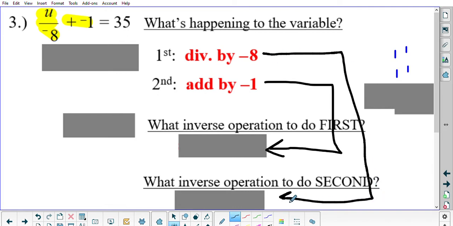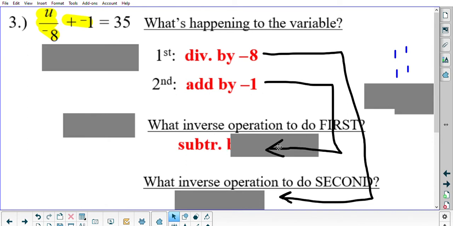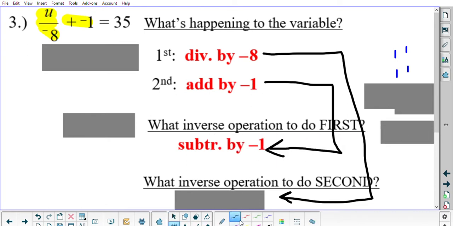It might help some of you to draw what I just drew there, especially if you're a visual learner. Others of you, maybe that doesn't help. Maybe you don't need that. So here we go. The first inverse operation should be the inverse of the last thing that was happening to the variable, which was adding by negative 1. The inverse of addition is subtraction, but do not change that negative 1. It should still be negative. Please make sure that you have the negative sign.